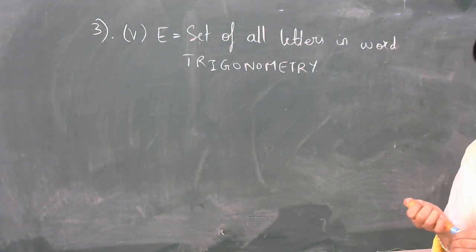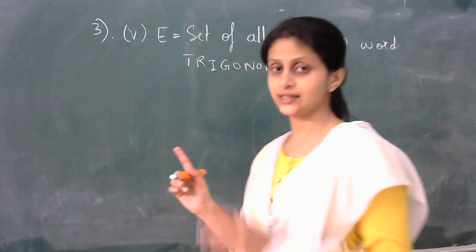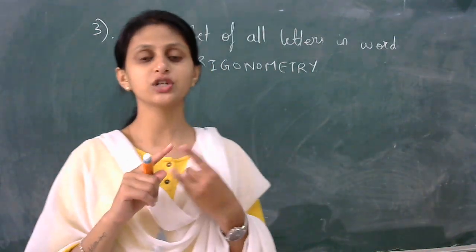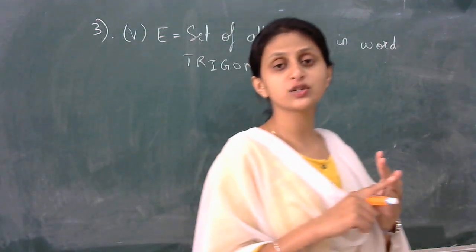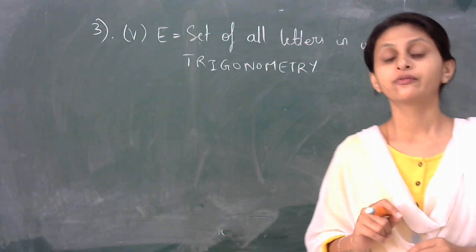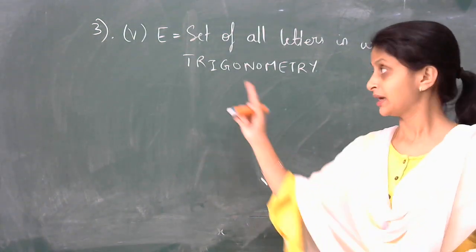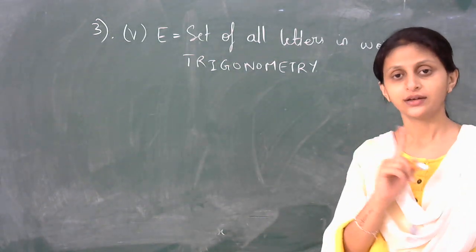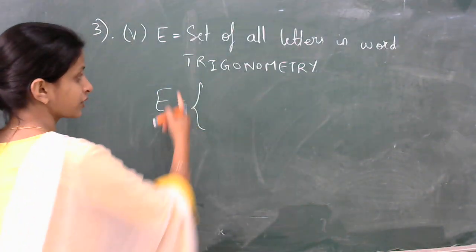So let us write this set in roster form. To write in roster form, three things we have to remember. All the elements of the set should be listed. Elements are separated by commas, and the elements of the set should be enclosed within flower brackets. One more important note: elements of the set should not be repeated.